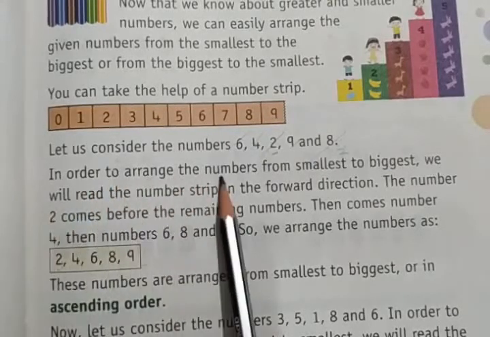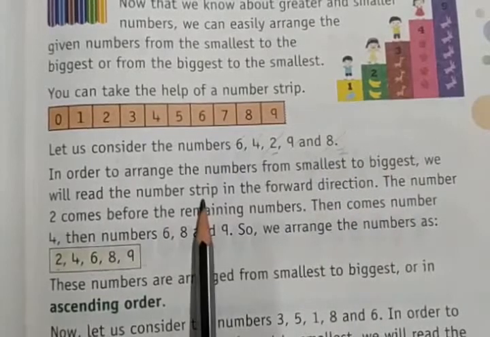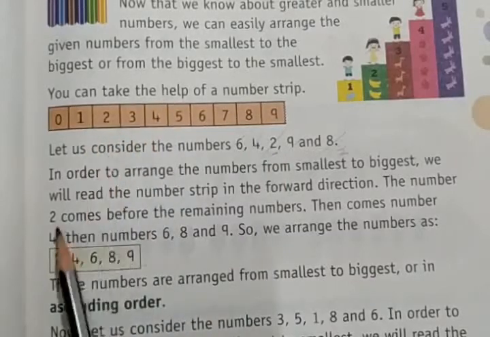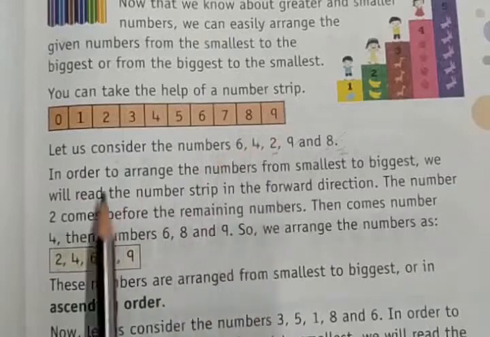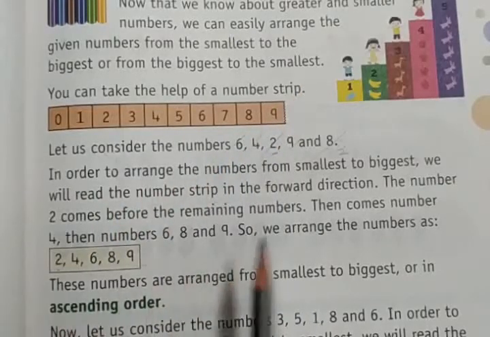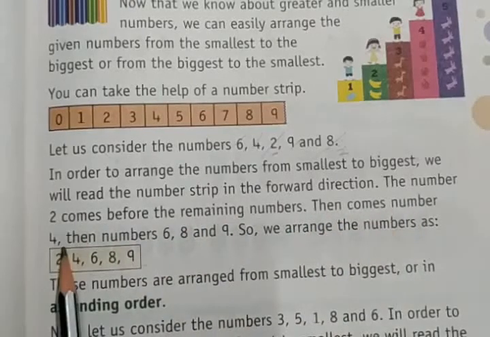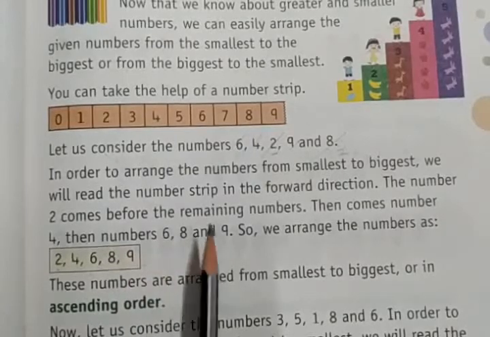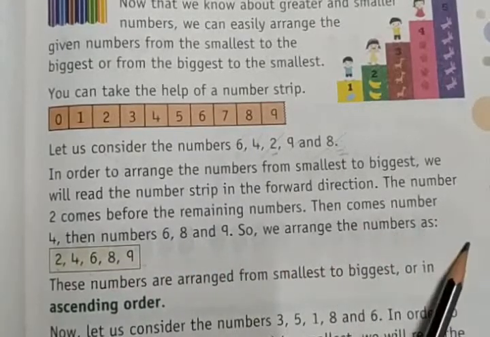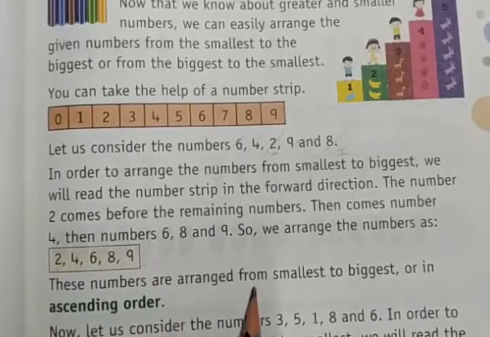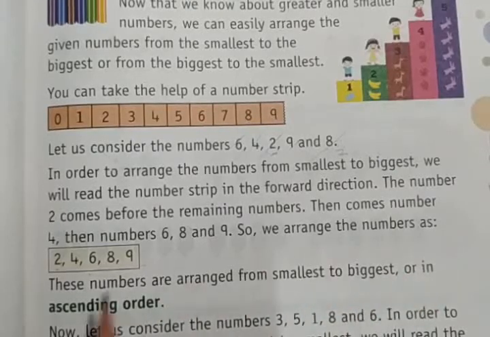In order to arrange the numbers from the smallest to the biggest, we will read the number strip. First 2 will come, then 4, then 6, then 8, and then last 9 will come. The number 2 comes before the remaining numbers, then comes number 4, then 6, 8, 9. So we arrange the numbers as 2, 4, 6, 8, 9. These numbers are arranged from smallest to biggest, or in ascending order.